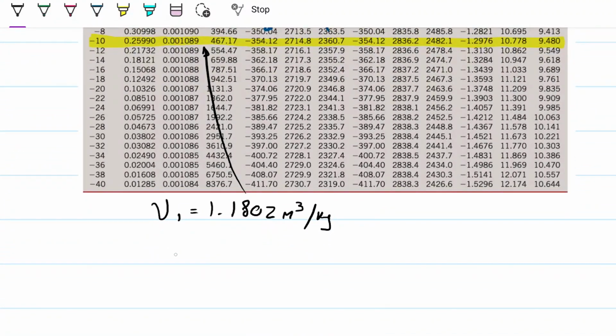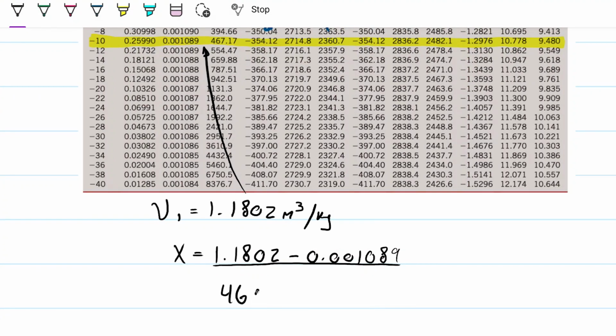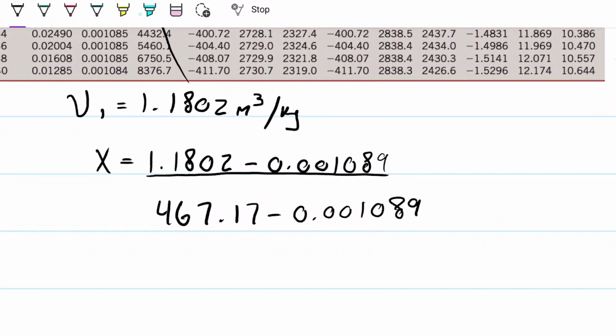And if it's a mixture, we know we can calculate the fraction of vapor that I have by relating the 1.1802 minus the 0.001089 divided by the 467.17 minus, once again, 0.001089. Now, note that the space here is very significant, and the difference here is very small. So I'm expecting this to have very, very little vapor, okay?